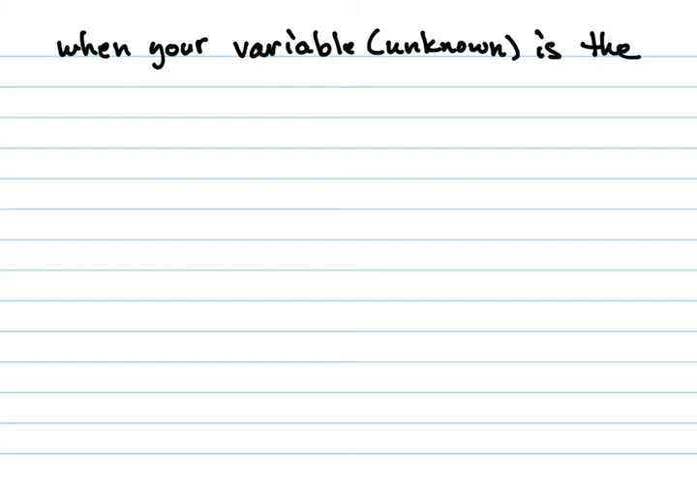And the main one is simply when your variable, or your unknown quantity, is the exponent. So in other words, you're looking for n. So your n is the unknown quantity. Then there are a couple of things that you need to do to be able to solve for that, and that's the most complicated ones. Otherwise, it's just substitute in and work.